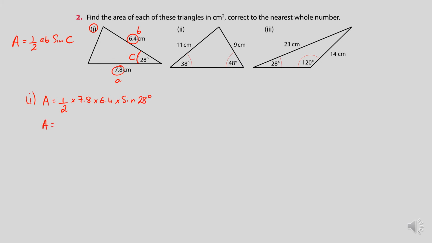Calculator now. So we're multiplying half by 7.8 by 6.4 by, and I missed a decimal point there, so double check your screen on your calculator, times sine 28, and I get 11.718. The question said to the nearest whole number, so that is closer to 12 than it is to 11 because the next digit is 7. So I'll say 12 centimeters squared. Okay, that's part 1.